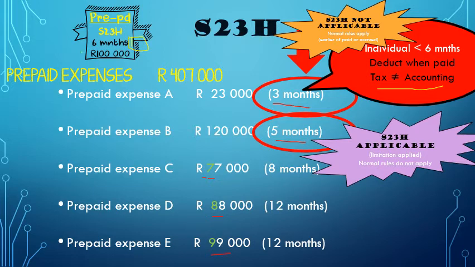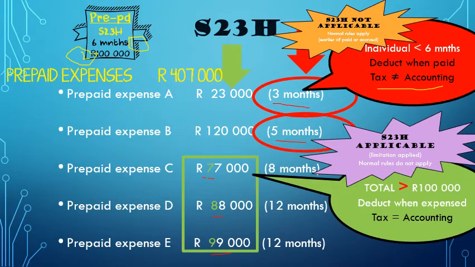And then we go to the second requirement, which looks at the remaining prepaid expenses and the total amount. If we do that, we'll see that now the total amount actually exceeds 100,000. And now Section 23H kicks in.